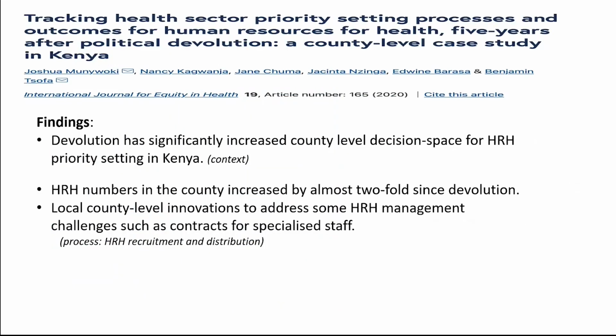And if you look at their findings, it reflects some of these aspects of the conceptual framework. So they looked at the context again and said, devolution has significantly increased county level decision space for human resources for health priority setting in Kenya. And then they also talked about some of the processes. So human resource for health recruitment and distribution, stating that there were county level innovations to address issues around management challenges such as contracts for specialized staff. So this just shows how they've used those elements of the conceptual framework, defining the case clearly throughout the study, right up to how they describe their findings.